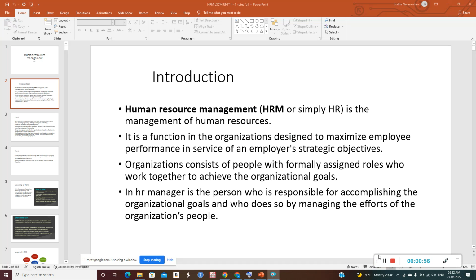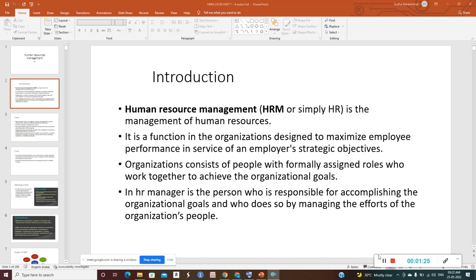Every activity in organizations happens through humans. It is a function in the organizations designed to maximize employee performance in service of an employer's strategic objectives. The strategic objectives normally will be determined by the employer. He has his own goals that need to be achieved.